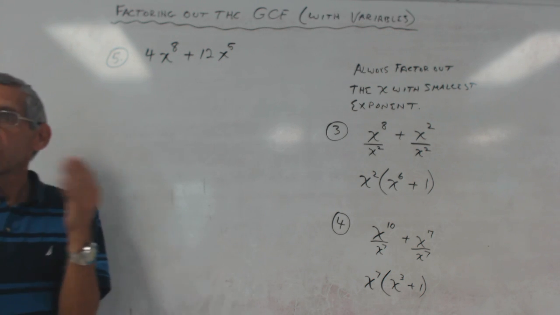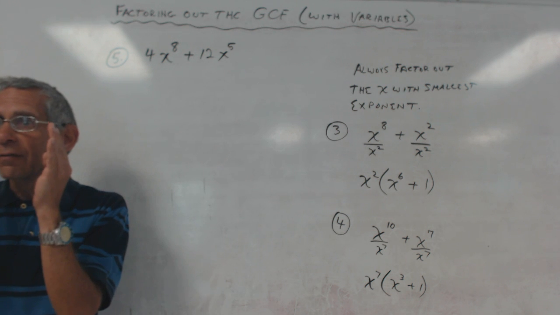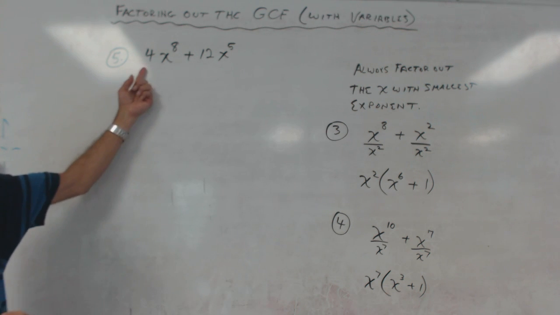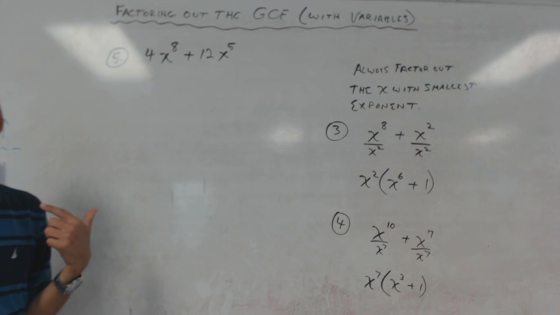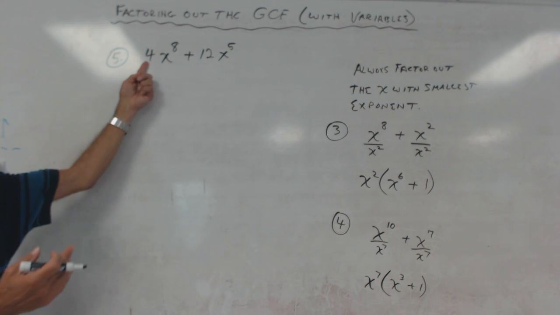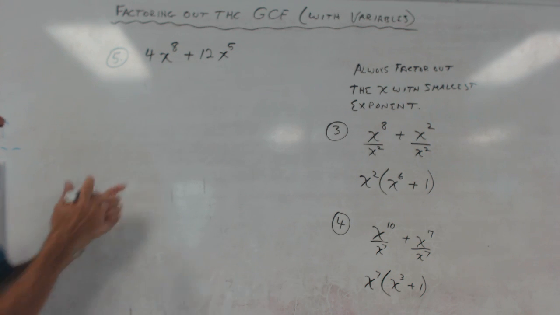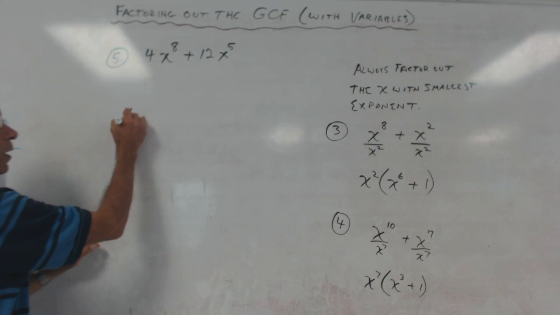So I do each one, I think of my numbers first. What's my greatest common factor in numbers only? 4 and 12. Greatest common factor. 4, right? 4 goes into both 4 and 12, right? So I know I'm going to pull out a 4.